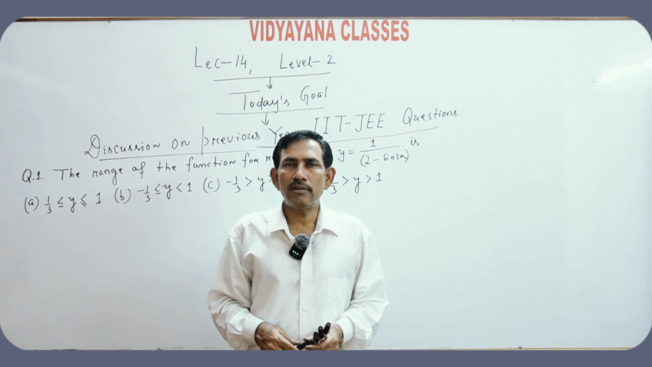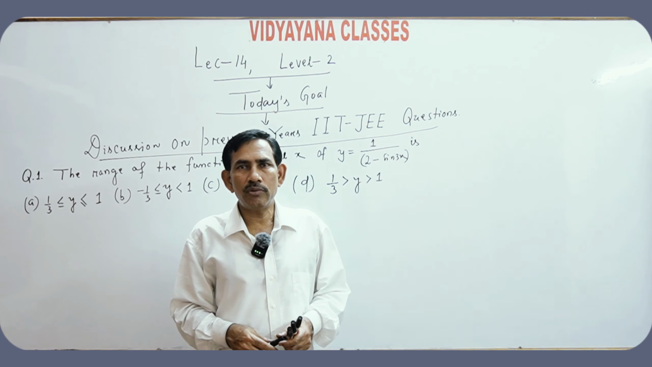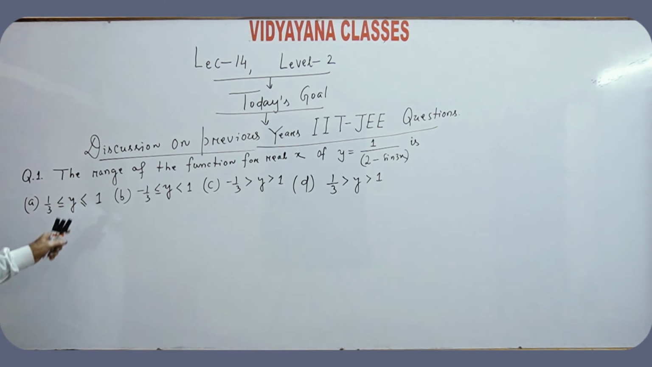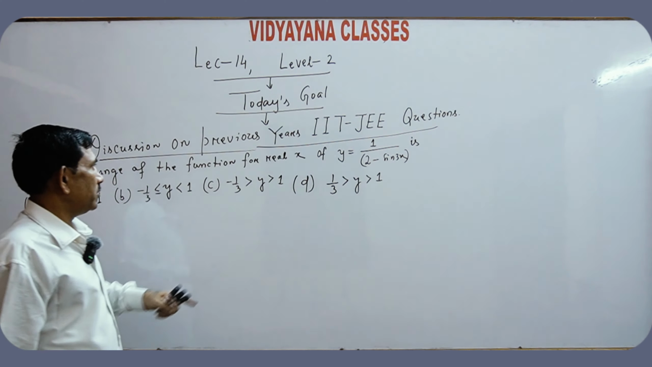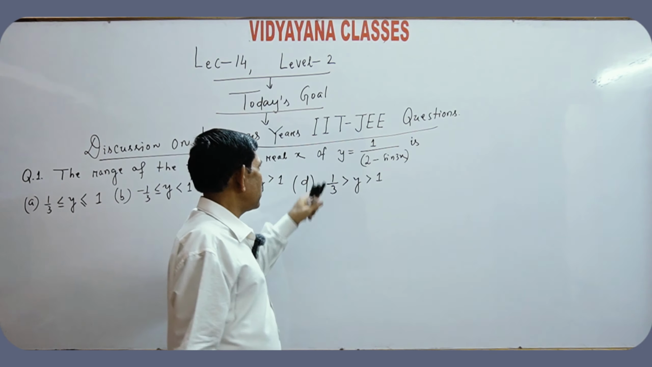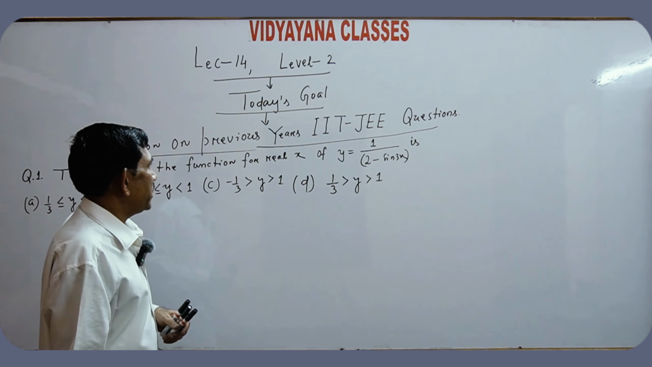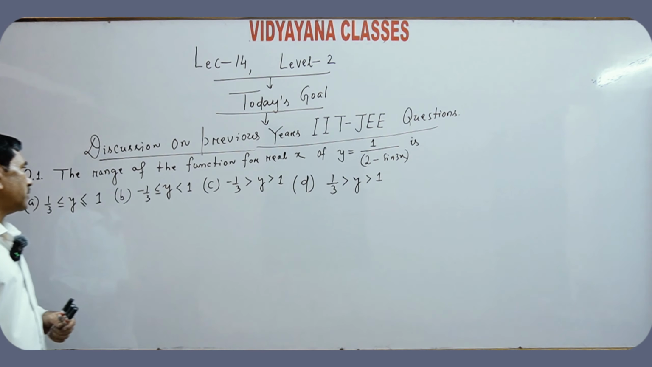Today we will discuss some IIT JEE questions. First question: the range of the function for real x, y equals 1 divided by 2 minus sin 3x, is dash.